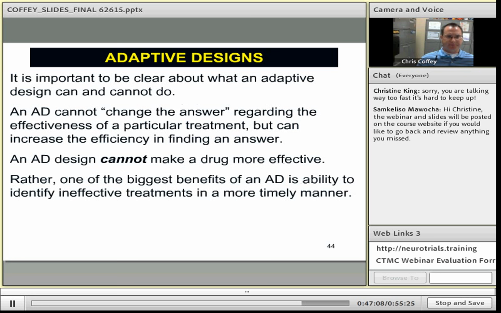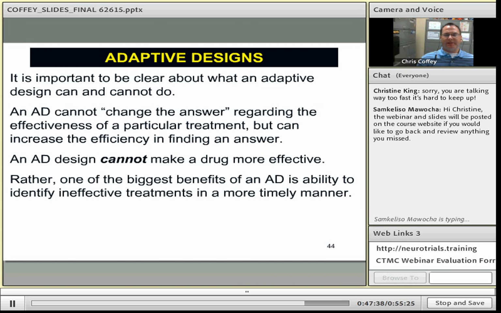Next slide. The last thing I want to talk about with adaptive designs, I think is important as people get excited about using them in early phase trials, or, as I mentioned, similar to N-of-1, adaptive designs are popular in the rare disease setting because of the efficiency they can bring in. It is important to keep in mind, though, that the design can't change the answer to the question you're addressing. What an adaptive design can do is enable you to perhaps more efficiently answer the question.